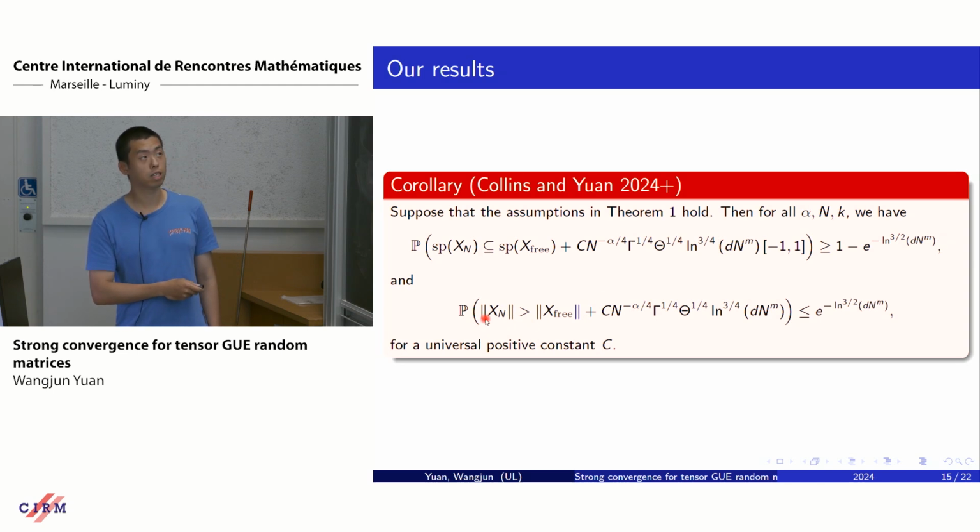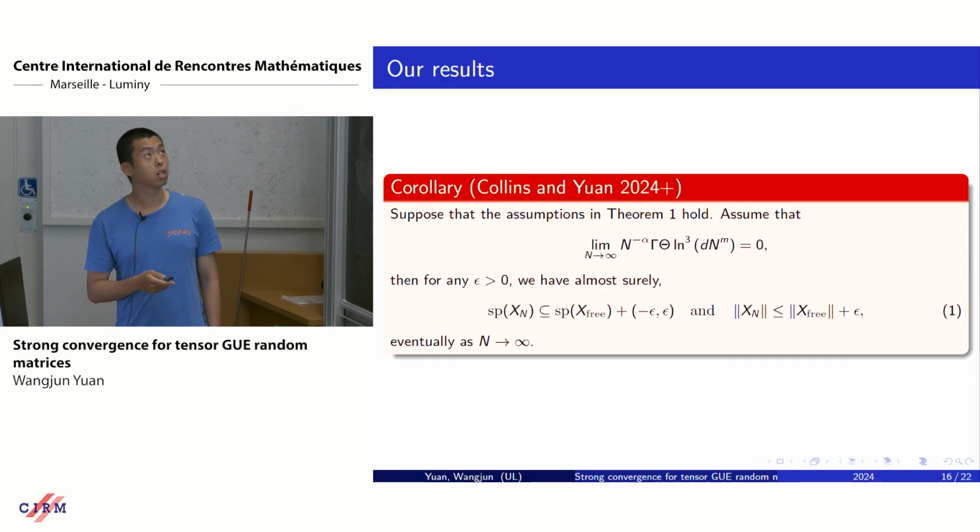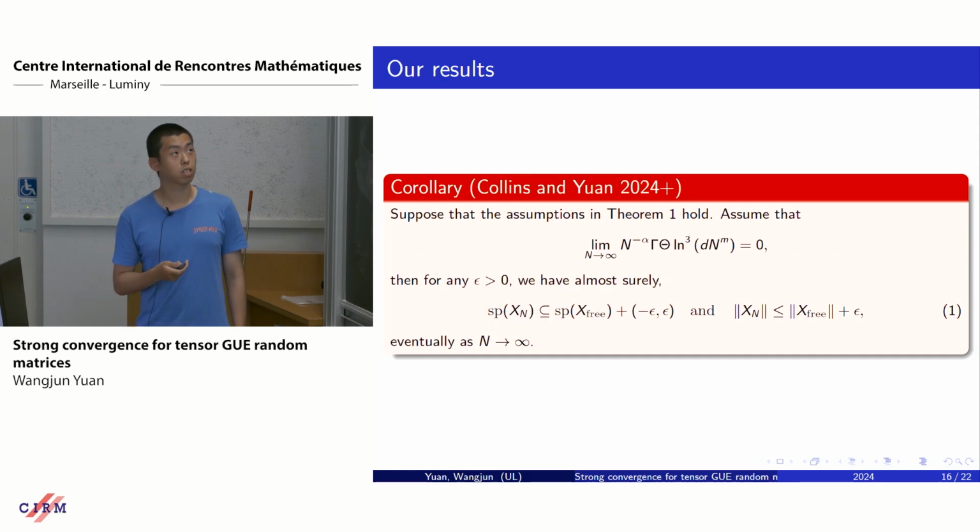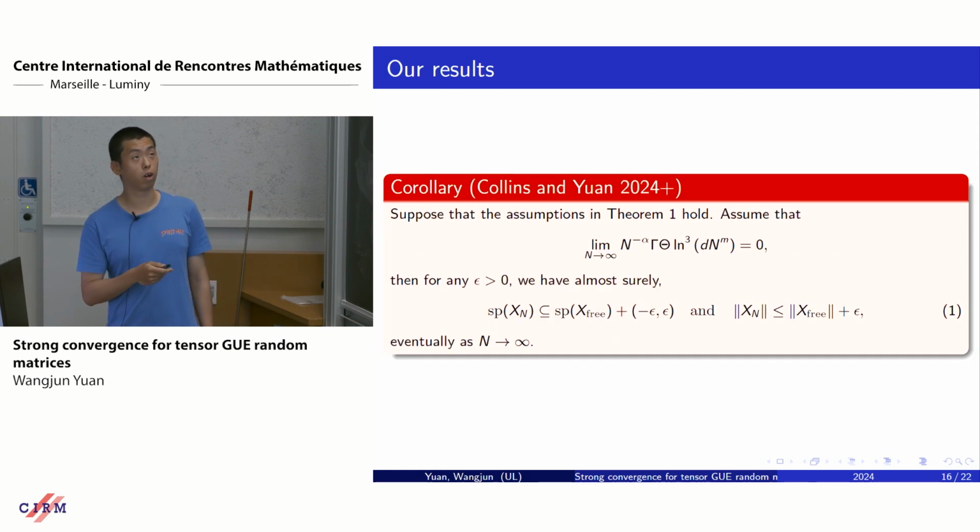So the event that the operator norm of X_n is larger than the operator norm of X_3 plus this object has a probability which is very small. It is smaller than e to the power minus log of 3 over 2 of d n to the power m. And this object is actually summable with respect to n. So in some settings, we can use the Borel-Cantelli lemma to deduce some almost sure convergence. Okay. This is the next corollary for our result.